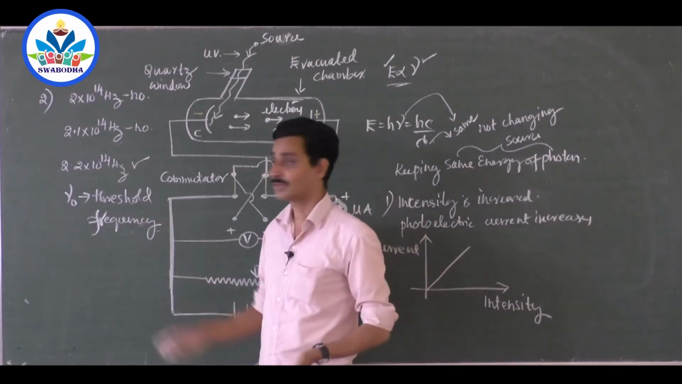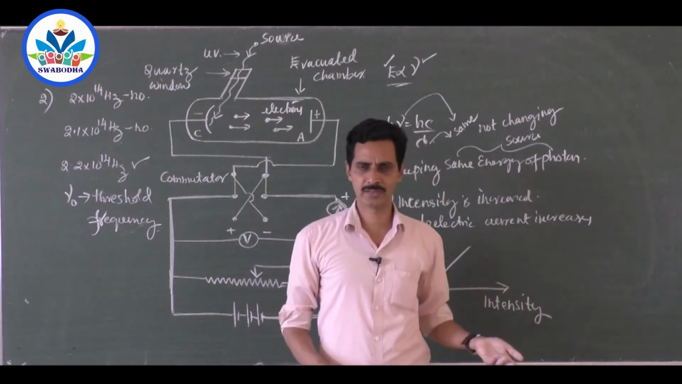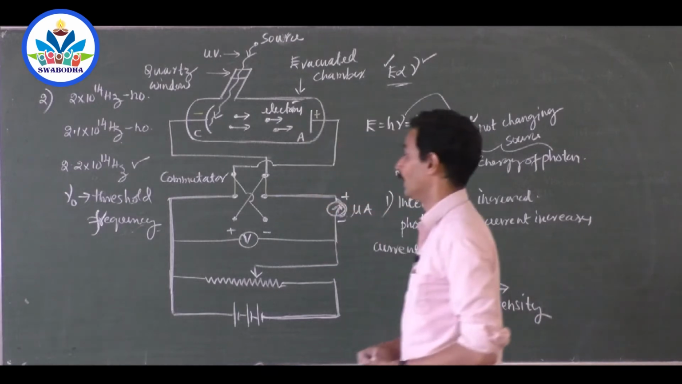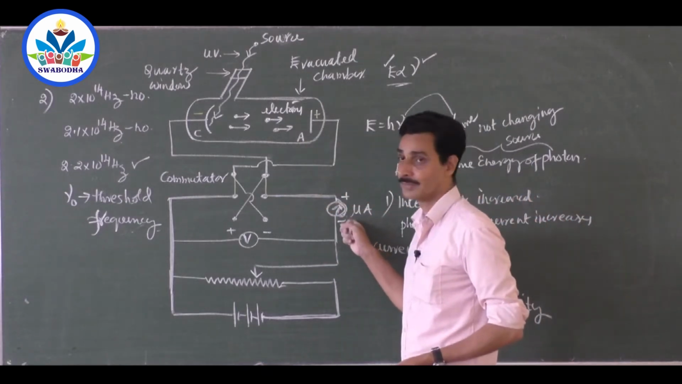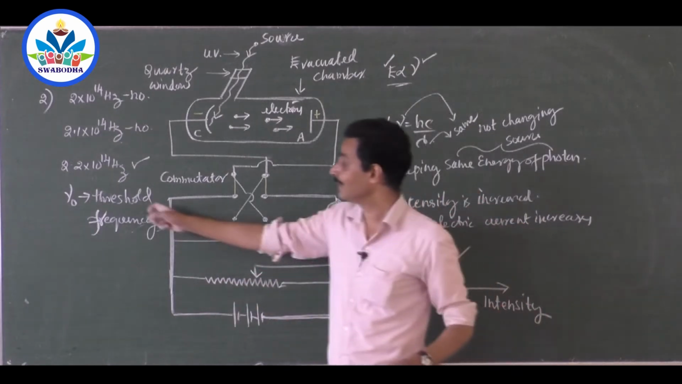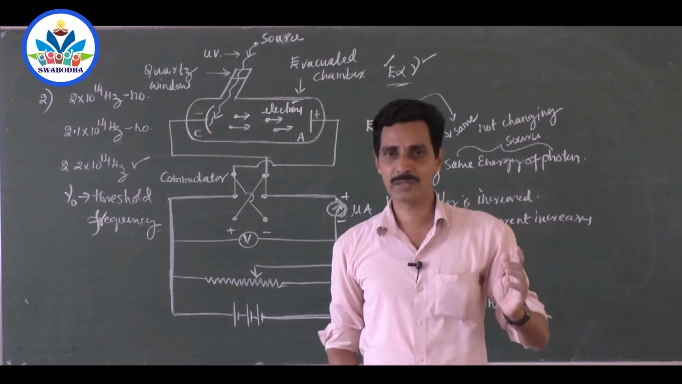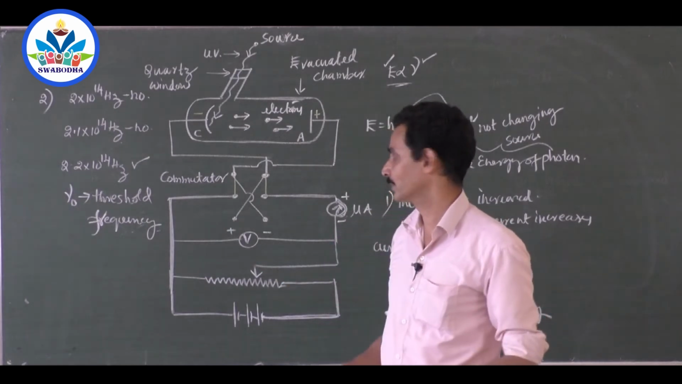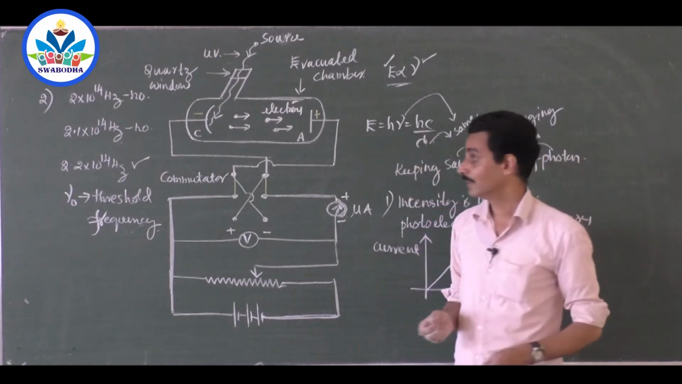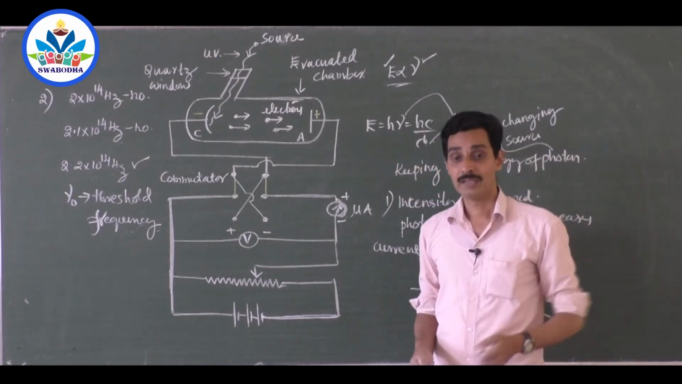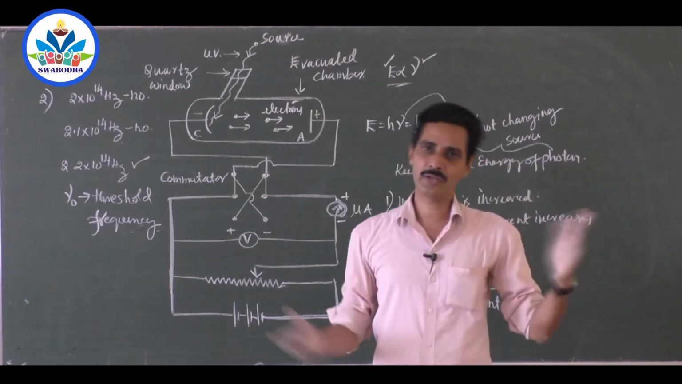But here, below the threshold frequency, no photoelectrons are emitted. Just at the threshold frequency, photoelectrons are emitted. Above the threshold frequency, photoelectrons are emitted. And if you go on increasing the frequency further, there is no change in the photoelectric current. Once you reach the threshold frequency, suddenly you get current. But if you increase the frequency from the threshold value, say for example 2.2 into 10 to the power 14 Hertz, there is no change in the current. That means for every material, there is a minimum frequency below which no photoelectrons are emitted, above which photoelectrons are emitted.